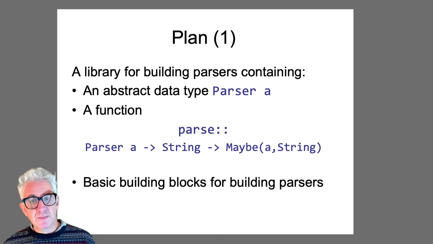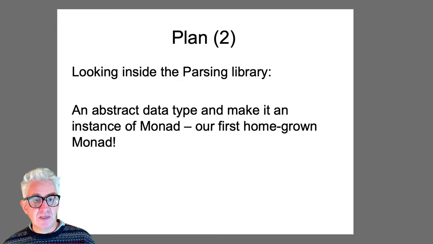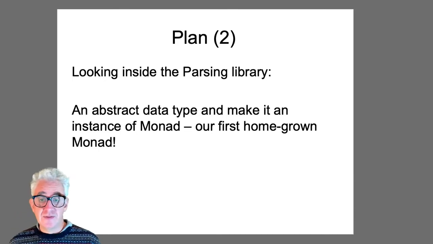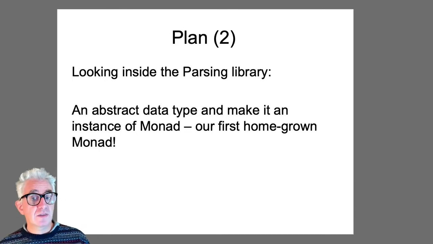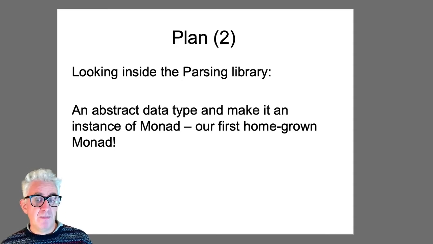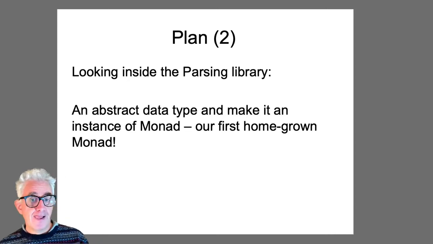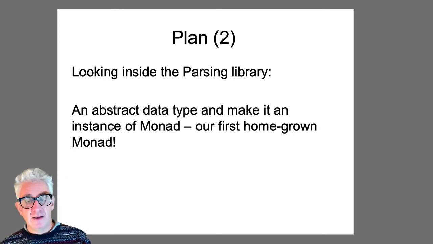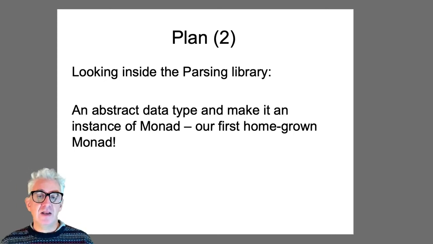Okay, so that's the plan for the second lecture in this series. And finally, relating to the second lectures of this week, we're going to look inside the parsing library. How does it actually work? We're going to see, for the first time, how to make our own first homegrown monad. How do you make something an instance of the type class monad? And in doing so, we will actually give an introduction to monads.